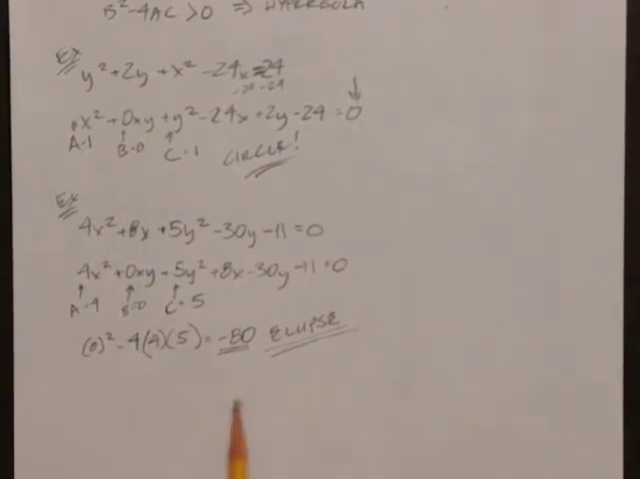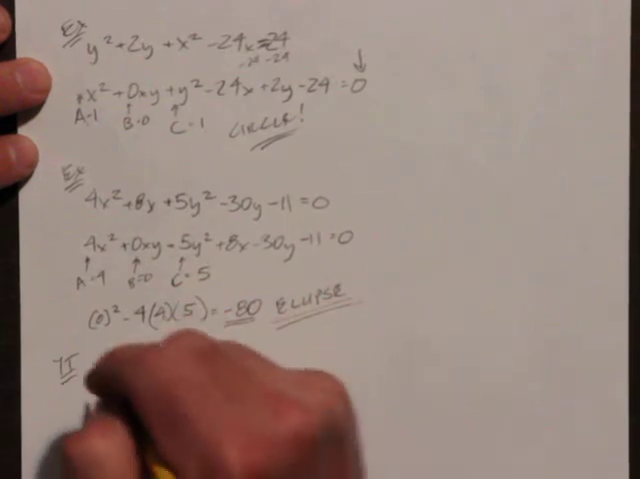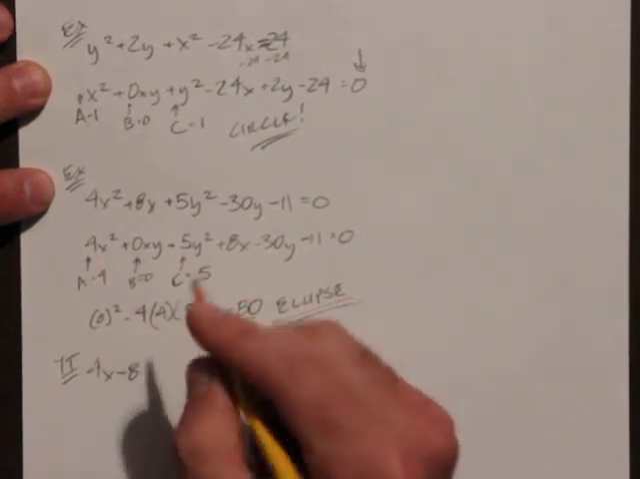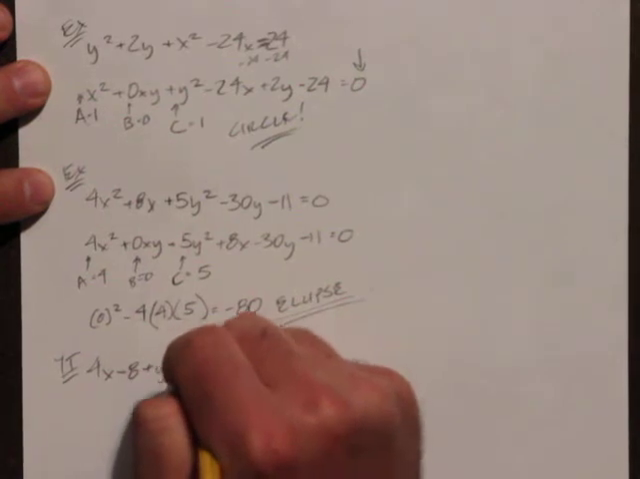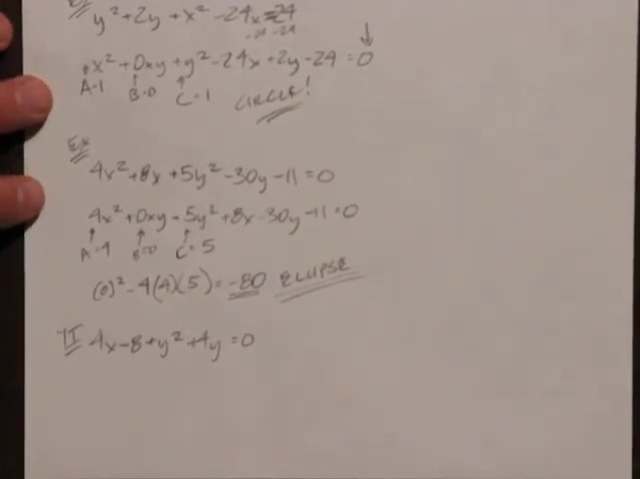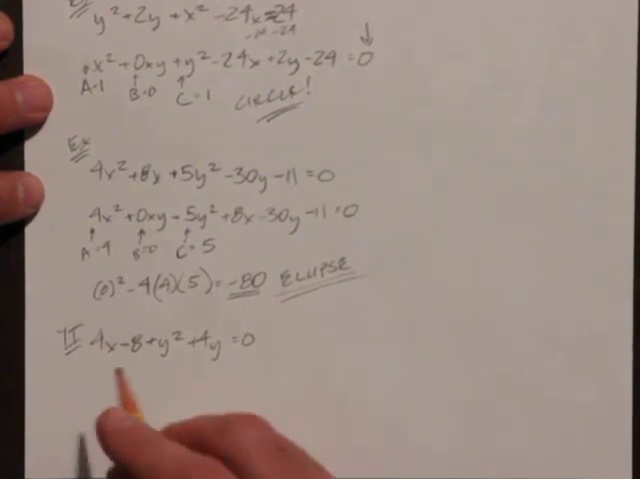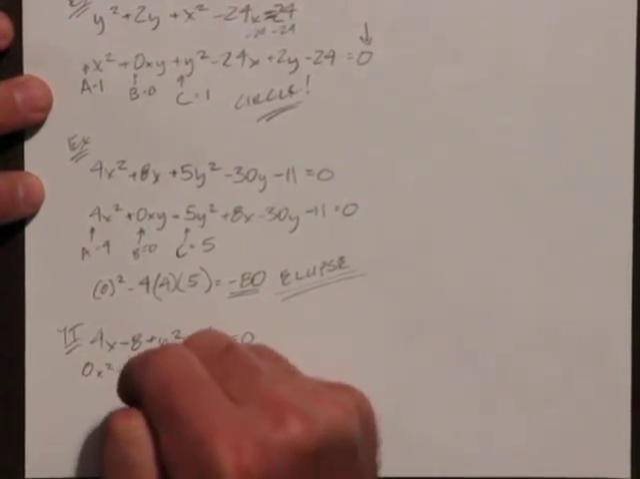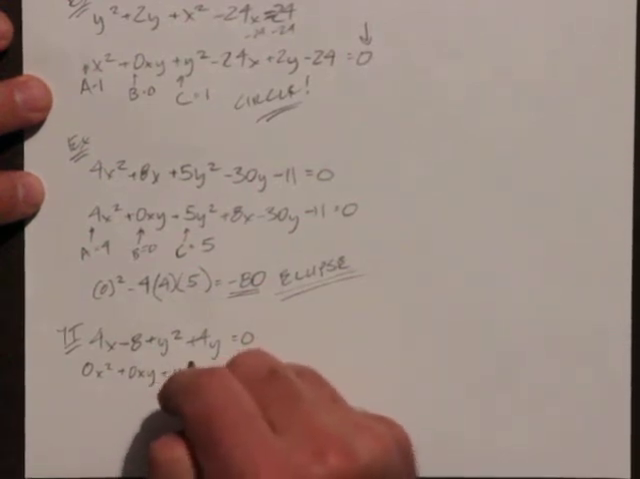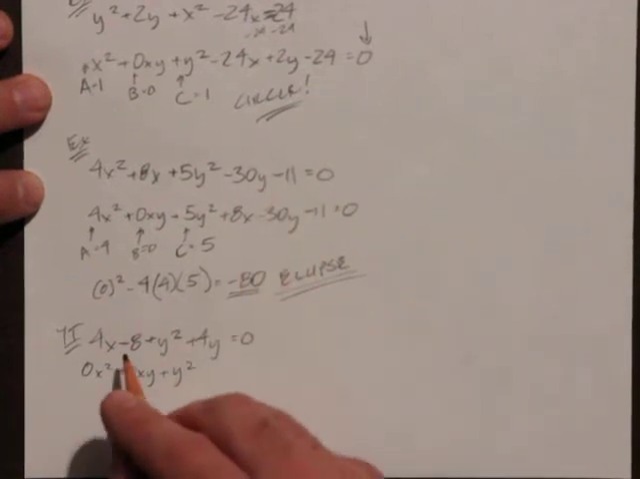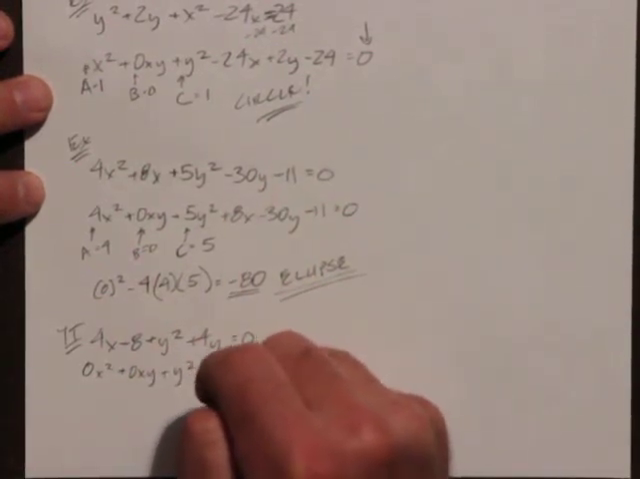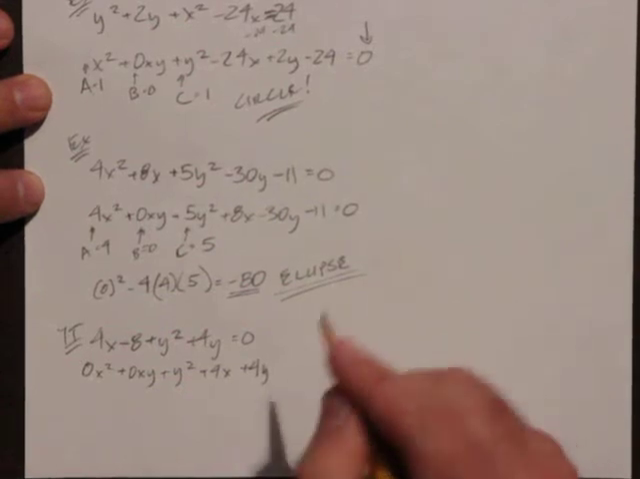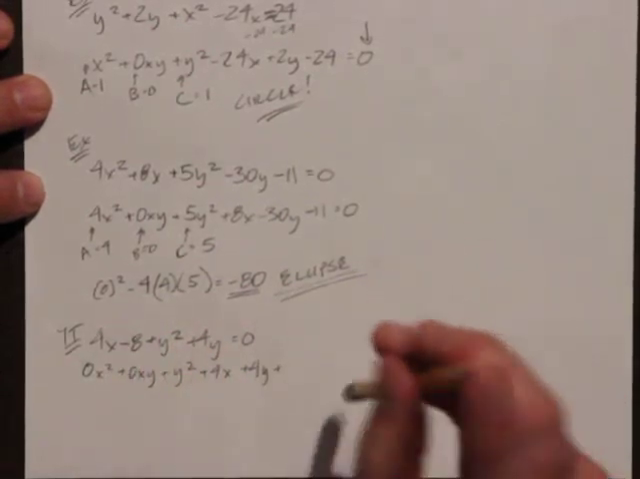All right, let's have you guys do one. 4x minus 8 plus y squared plus 4y equals 0. All right, let's get this in standard form. I don't have an x squared. All right, so I'm going to say 0x squared. And then I need an xy term. I don't have an xy term either, 0xy. And then I've got a y squared, plus y squared. And then my x term, plus 4x. And then my y term, plus 4y. And then I don't have an f. Oh no, I do. Minus 8. There we go.